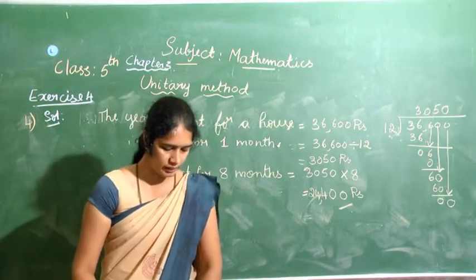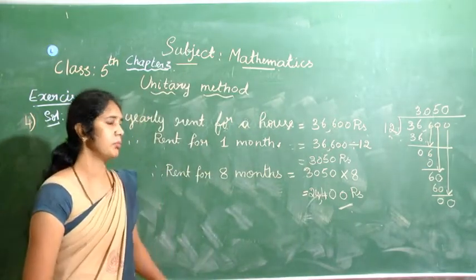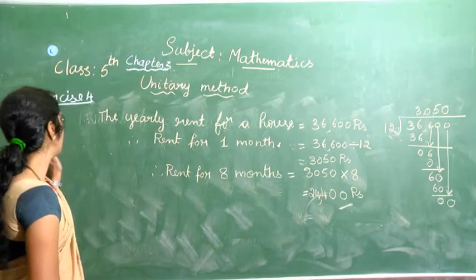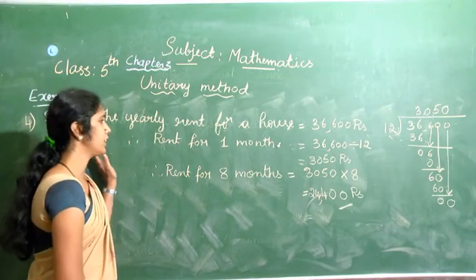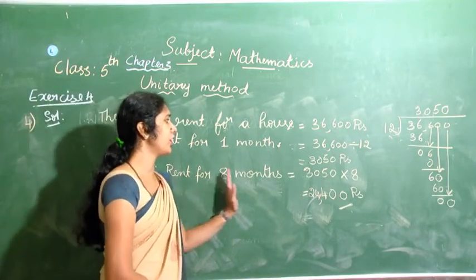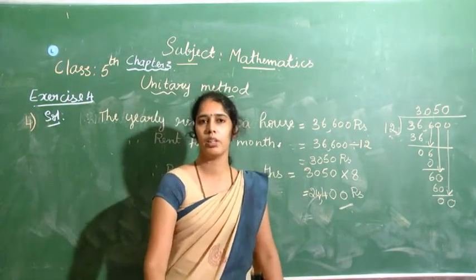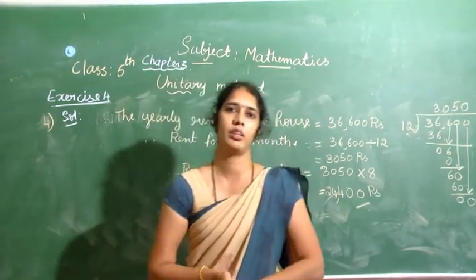Dear students, 5th and 6th sums remaining. Now today I will conclude with this last sum only, that is, the rent for 8 months, we got 24,400 rupees.